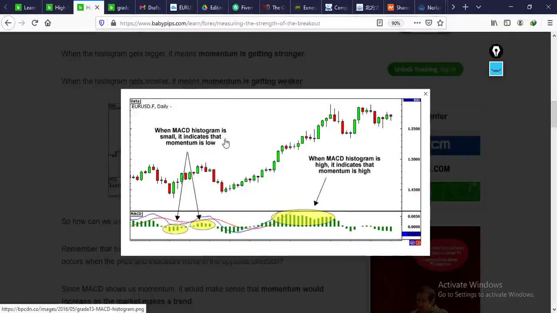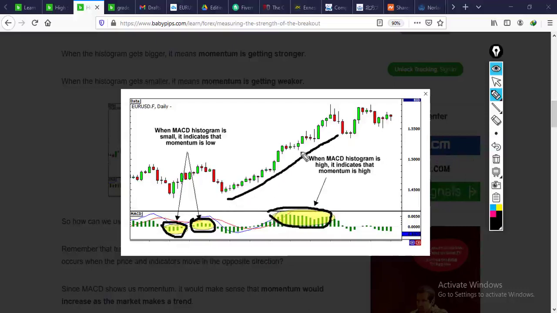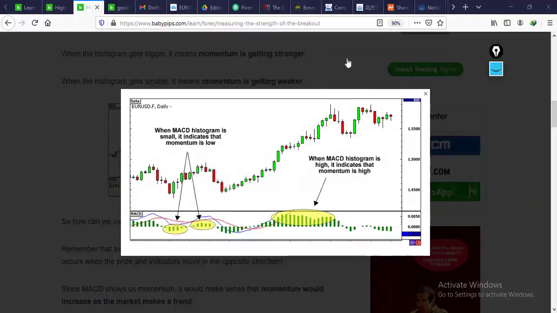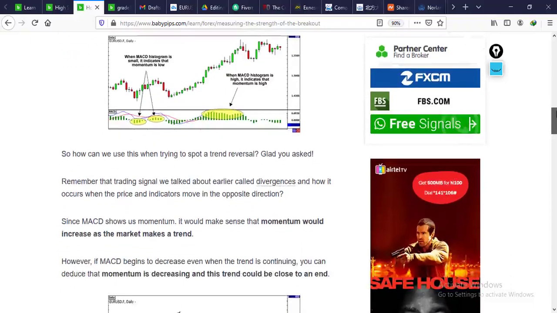Now, here is the MACD. Here, momentum is low. That is what the histogram is showing us. Here, momentum is also low. However, in this area here, the MACD histograms are very, very huge, and this tells us that the momentum is high. And what do we see? Price is rallying to the top side. So that is how you look at the MACD and use it to measure volatility in the market.